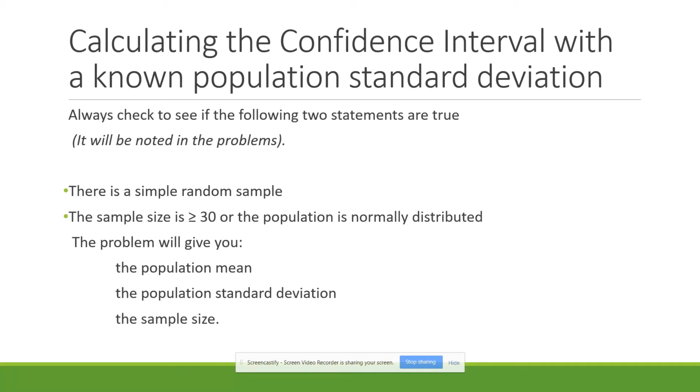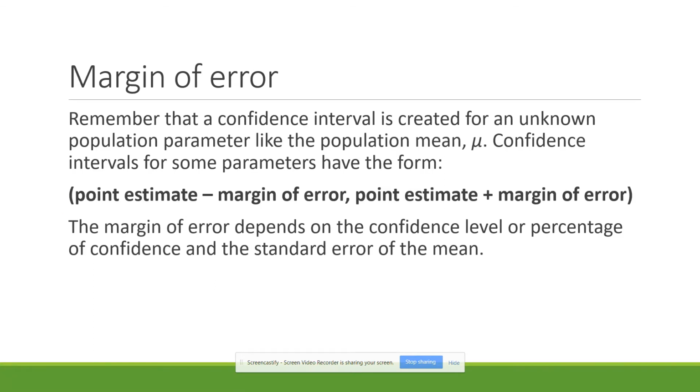So now we're going to talk about calculating confidence intervals with a known population standard deviation. We have to be pretty precise when we do this because there's another scenario if we don't have the population standard deviation. So you just need to make sure that there's a simple random sample, the sample size is either greater than or equal to 30, or the population is normally distributed. The problem is going to give you the following: the population mean, the population standard deviation, and the sample size.